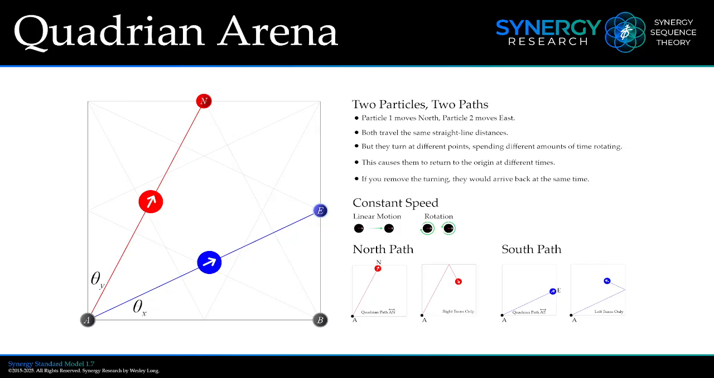The notes on the right summarize this beautifully. Both particles take straight-line paths. They differ only in how often and how sharply they turn. This causes a desynchronization in return time. Remove the turning, and they return together. That last line should make you pause.